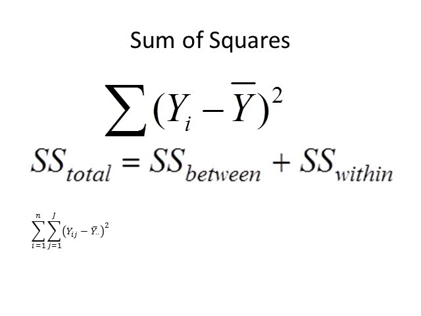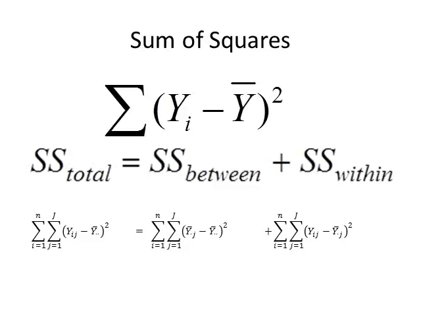We can see that the sums of squares total is equal to the sums of squares between plus the sums of squares within. We're going to go through and take a look at some of those subscripts and how we can calculate sums of squares total, sums of squares between, and sums of squares within.